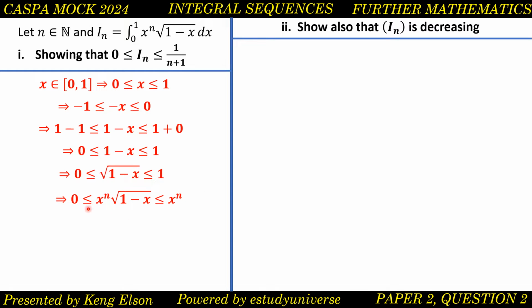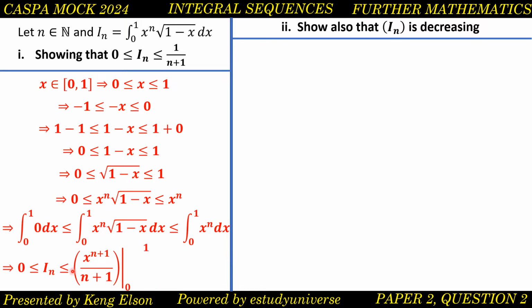Then since all these 3 functions are continuous and defined in the interval 0 to 1, we can integrate all through from 0 to 1 with respect to x. So integrating 0 from 0 to 1 with respect to x, integrating x to the n root 1 minus x from 0 to 1 with respect to x, and integrating x to the n from 0 to 1 with respect to x.